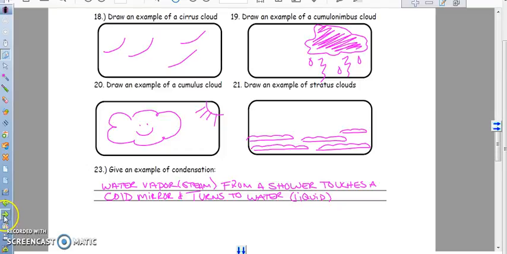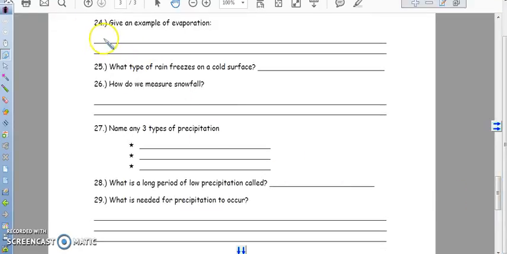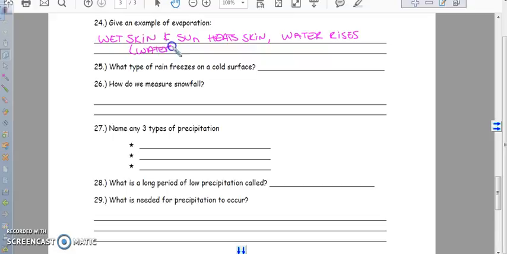Okay, let's look at number 23. Give an example of evaporation. Well, if we have wet skin and the sun heats your skin, the water rises and turns into water vapor, and your skin's dry then.